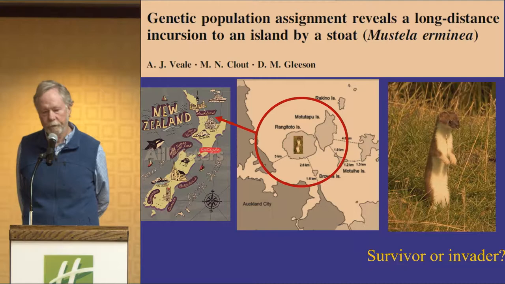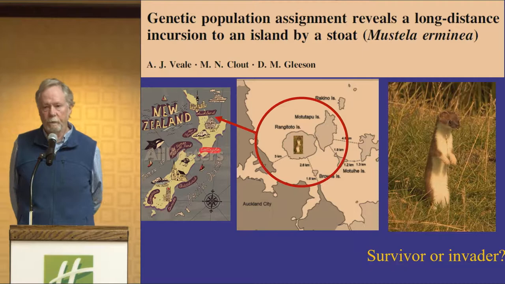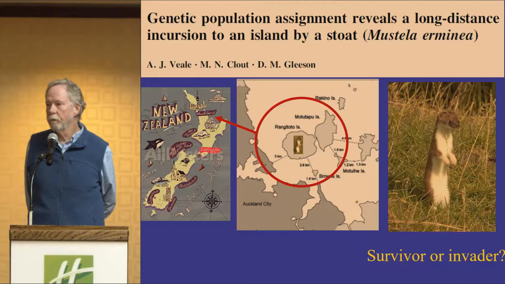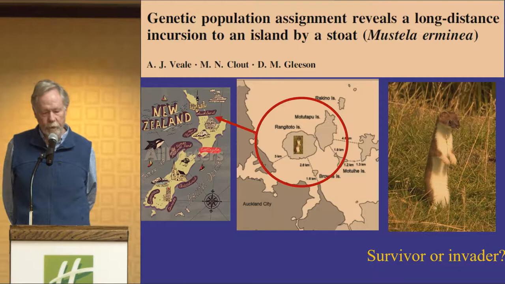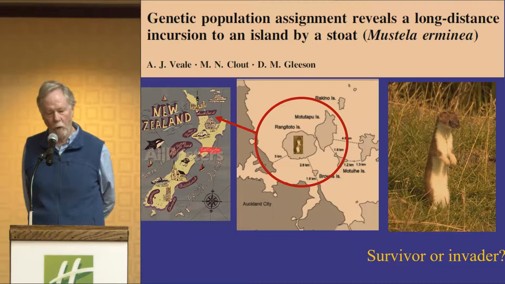So I've spent a lot of time in New Zealand, and New Zealand has no native terrestrial mammals except for bats, but the stoats and mice and rats have been introduced. So New Zealand spends a lot of time trying to remove these mammals from some of the offshore islands. And so these are a couple of islands that are off of the North Island from Auckland.